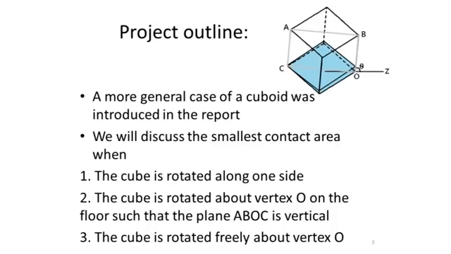I've divided the problem into three parts: finding the smallest contact area when the cube is rotated along one side, when the cube is rotated about vertex O on the ground floor while keeping plane ABOC vertical, and when the cube is rotated freely about vertex O. I've studied the rotation of a cuboid along one side as well, which is a more general case and is helpful for the first part of the project.